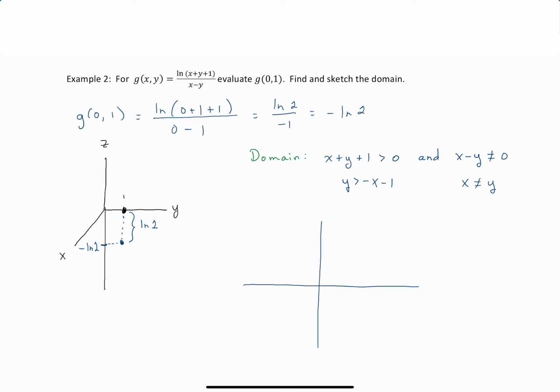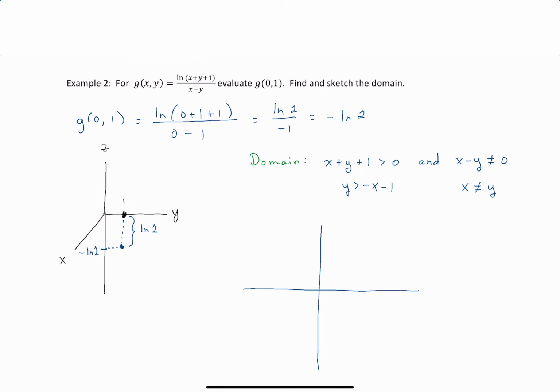So what does the graph of y greater than negative x minus 1 look like? You might need to review graphing inequalities, but I'll remind you, basically the way this works is we're going to graph y equals negative x minus 1. So let's see, that's a line with y-intercept negative 1 and slope negative 1. So it's going downhill. It's going downhill with a slope of negative 1.